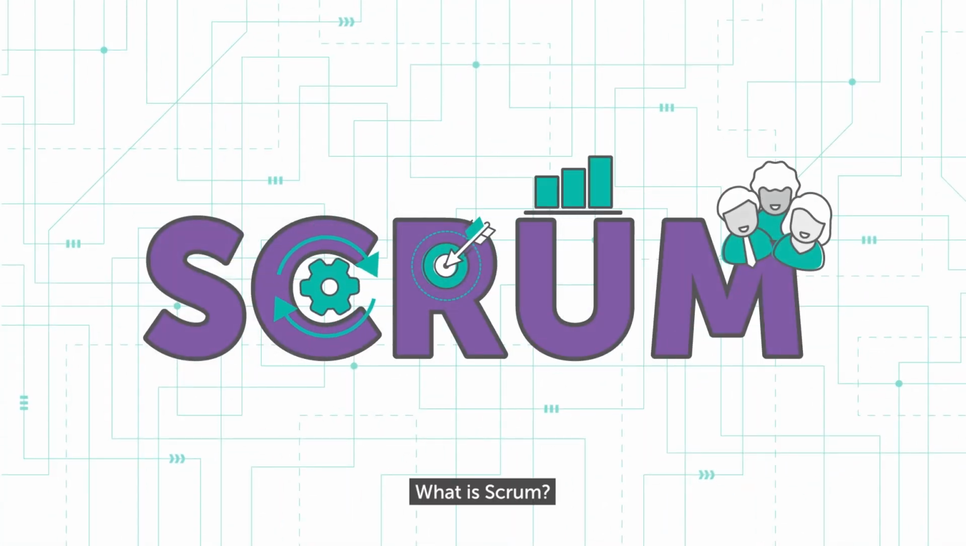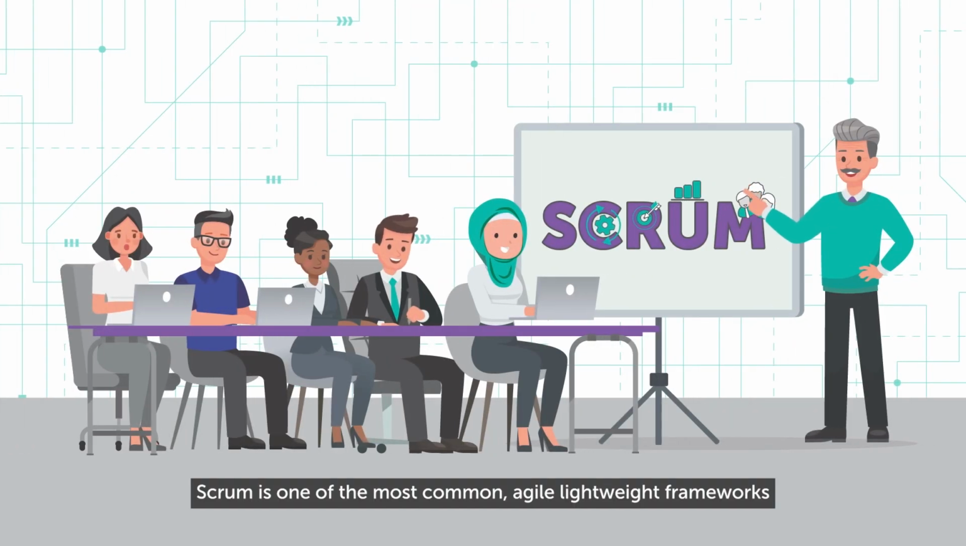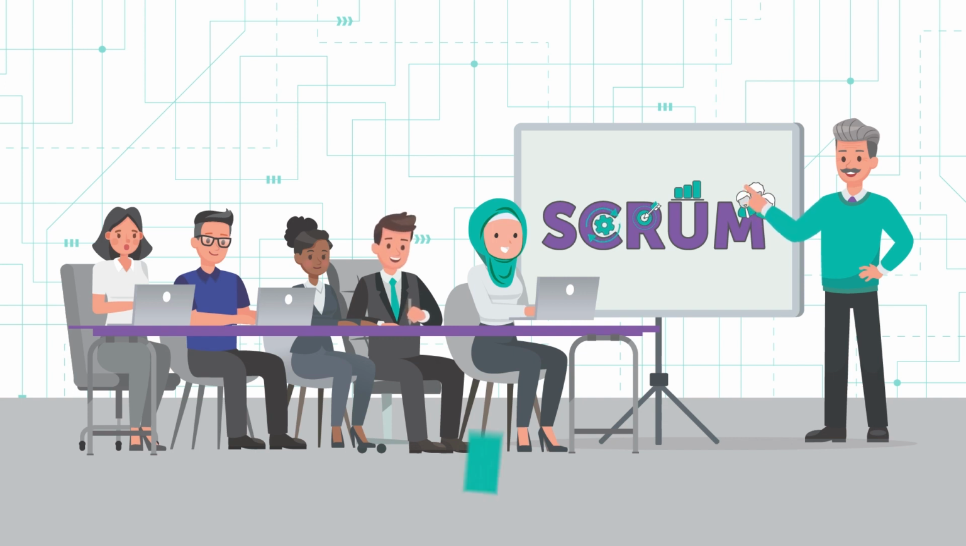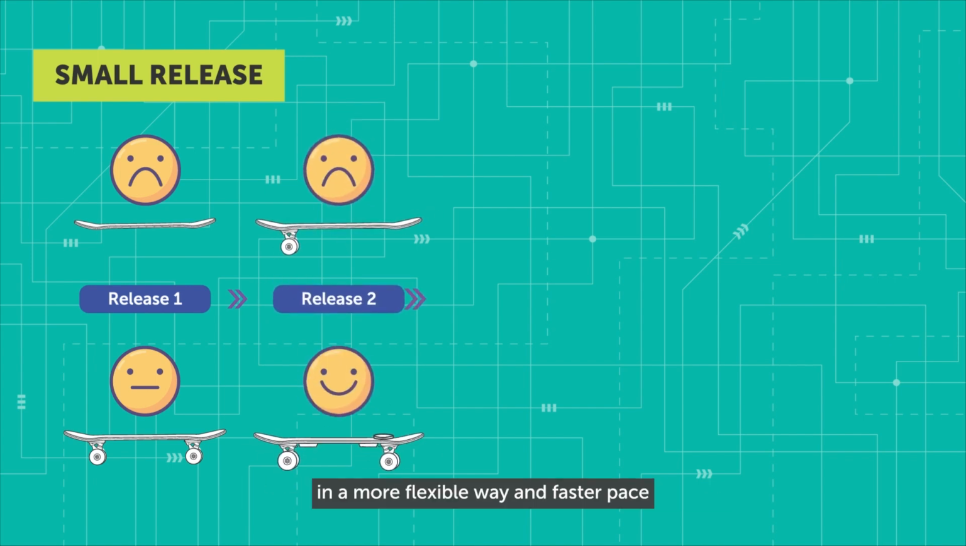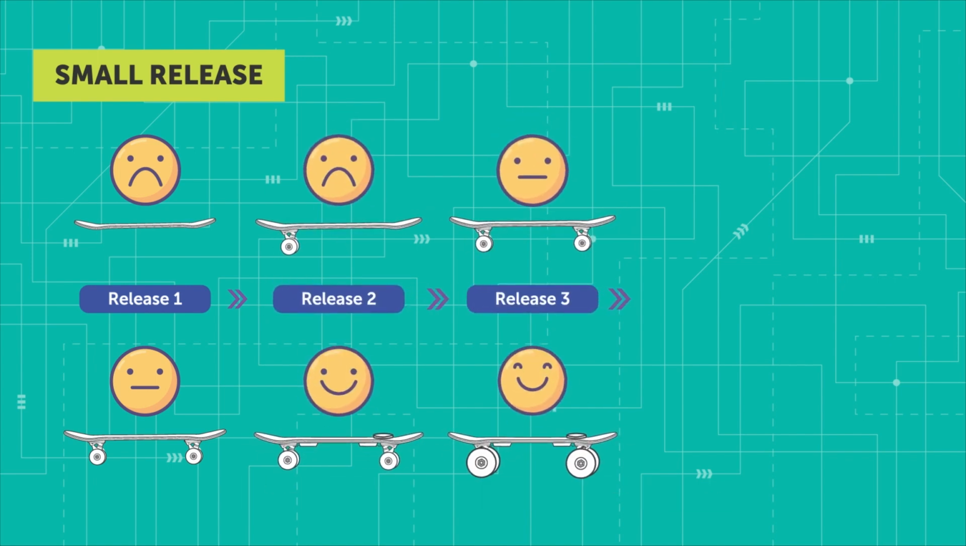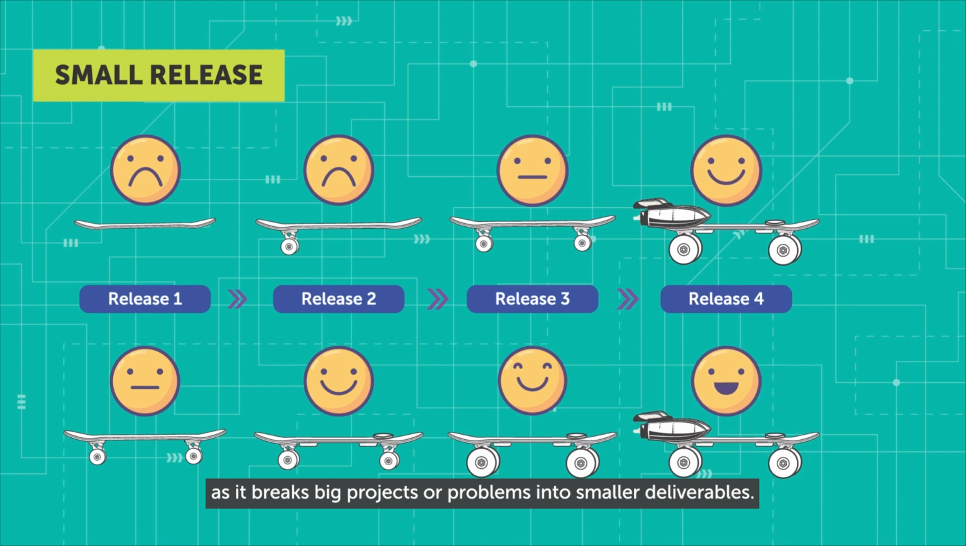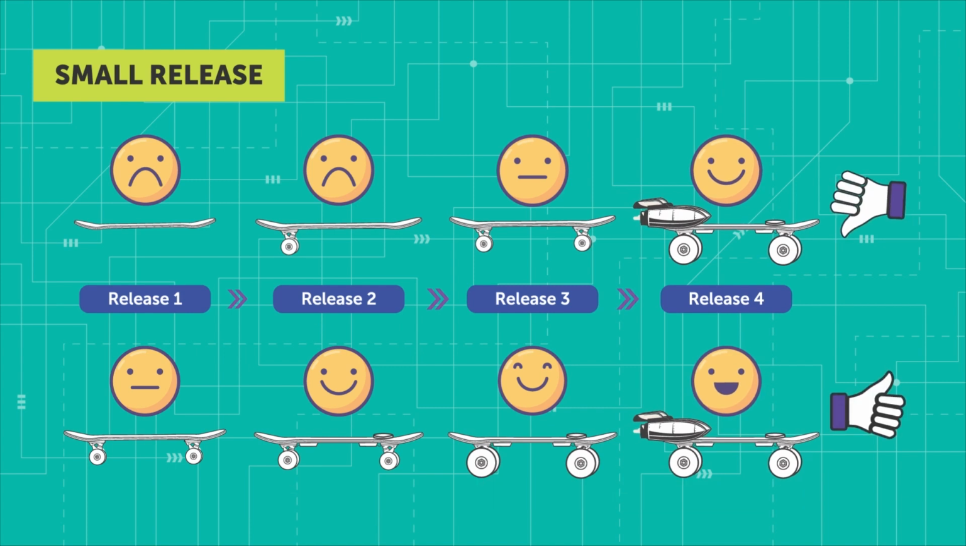Scrum. What is Scrum? Scrum is one of the most common Agile lightweight frameworks that helps people, teams and organizations generate value through adaptive solutions for complex problems. In simple words, Scrum helps teams to work together in a more flexible way and faster pace, as it breaks big projects or problems into smaller deliverables.